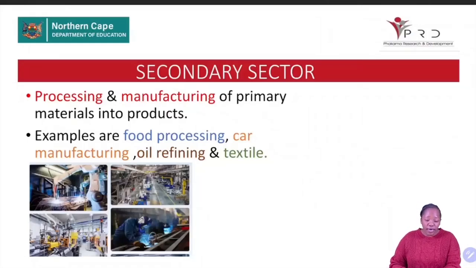So if we're looking at the example of the secondary sector, we are talking about food processing, car manufacturing, oil refining, as well as textiles. All these are coming from the raw material in the primary sector, which means the engine here is to get the primary sector to feed the secondary sector with the raw material so that these industries can manufacture and process so that we can have the final product.